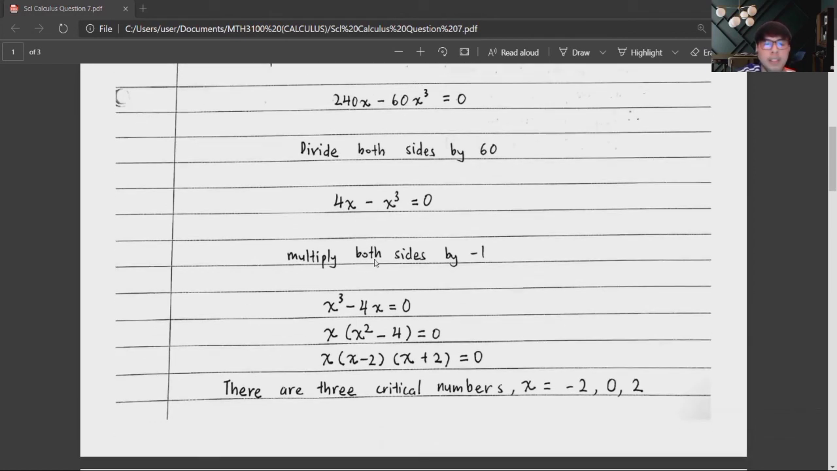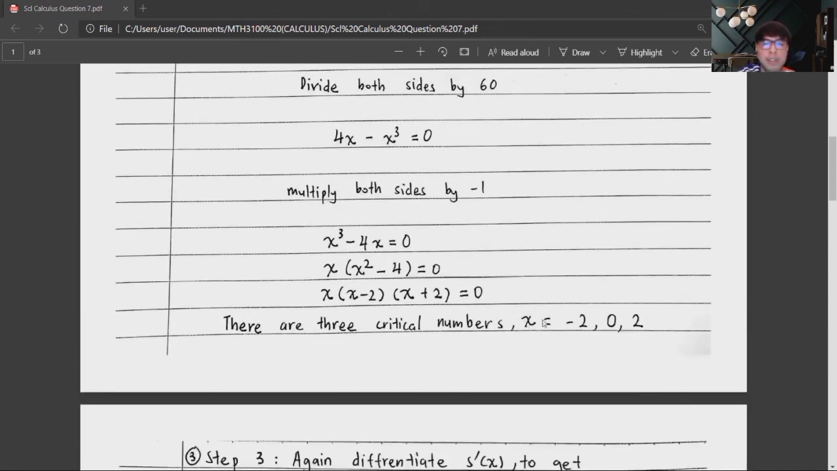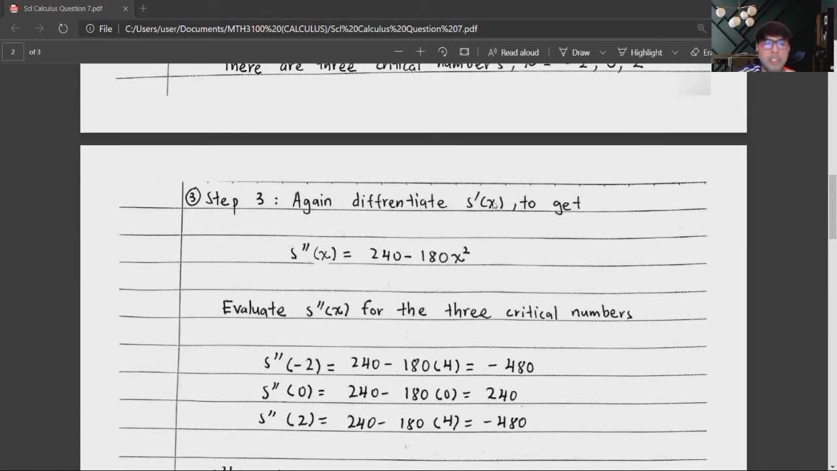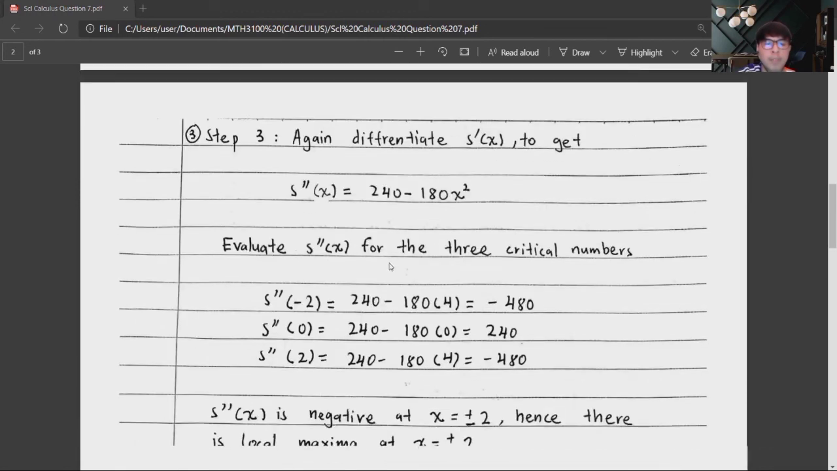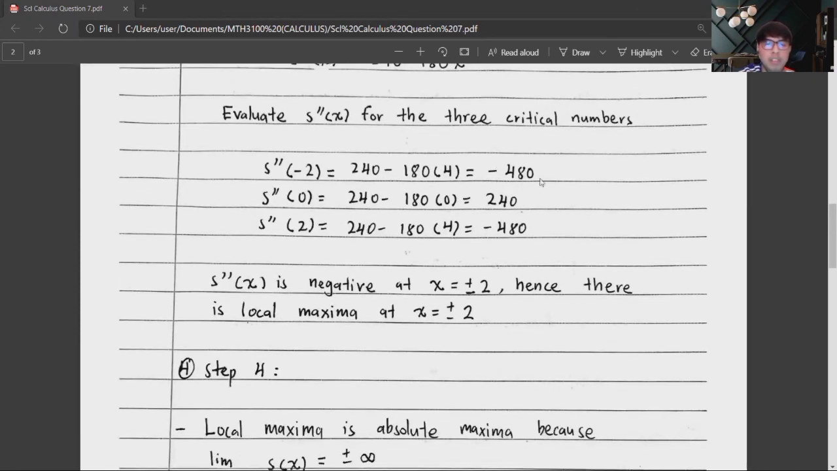After we factorize it, we multiply by negative 1 to make the sign of the leading term positive. Then we get 3 critical numbers, which are x equal to negative 2, 0, and 2. For step 3, again we differentiate to get 240 minus 180x squared. So we evaluate the expression at the 3 critical numbers, which are negative 2, 0, and 2, and we get 3 different answers, where the first and the third are the same.